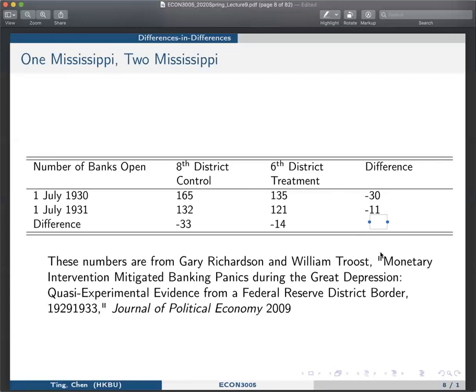By doing this difference in difference, you can see we actually subtract the part of pre-treatment difference between the treatment and control group from the outcome. This is how we actually deal with the pre-treatment difference in a non-random experiment setting.